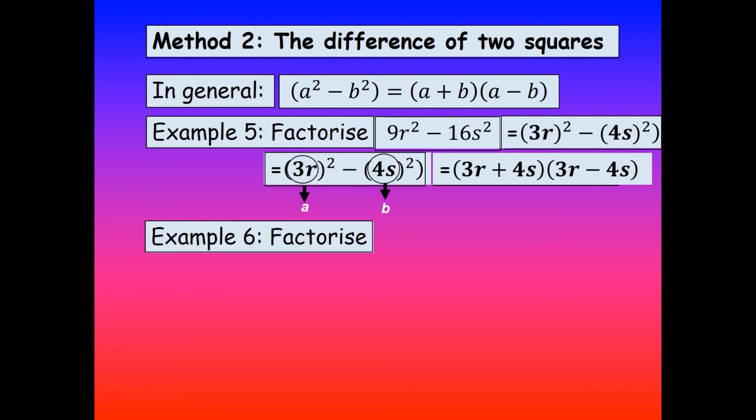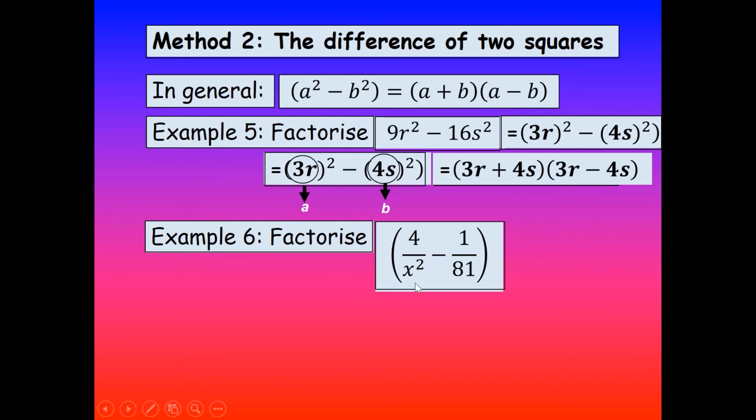Moving on, example 6. Factorize 4 over x squared minus 1 over 81. Now I would suggest if you can pause the video and try this yourself. In this case, we're given fractions, still the same process. You need not worry about fractions there, treat them the way they are appearing.